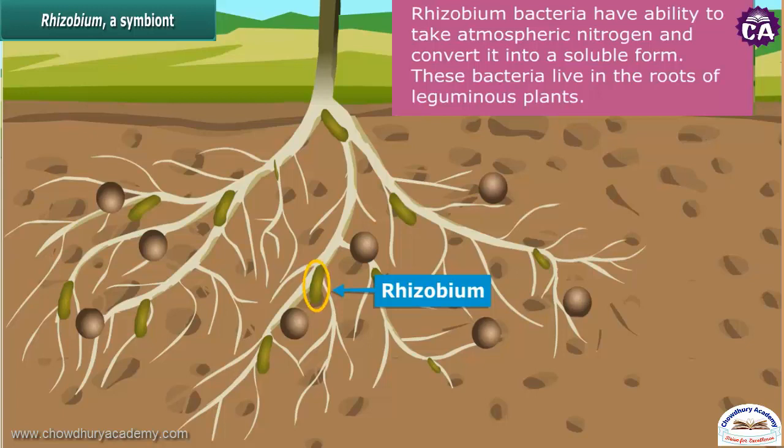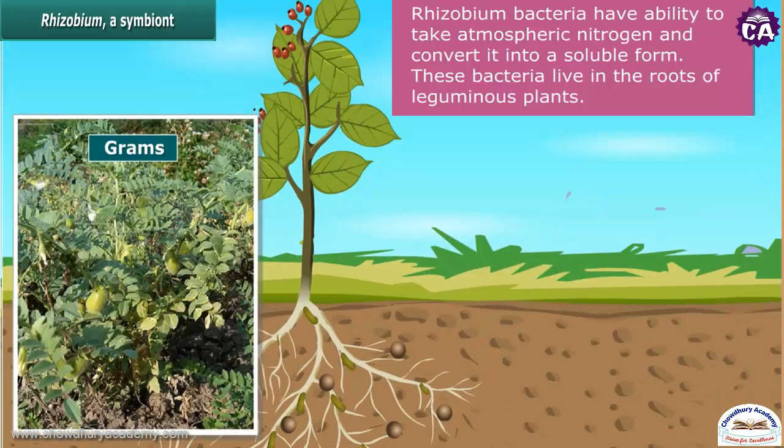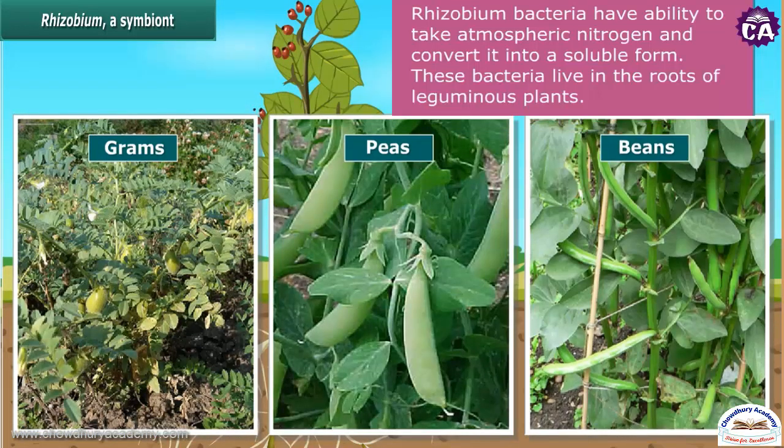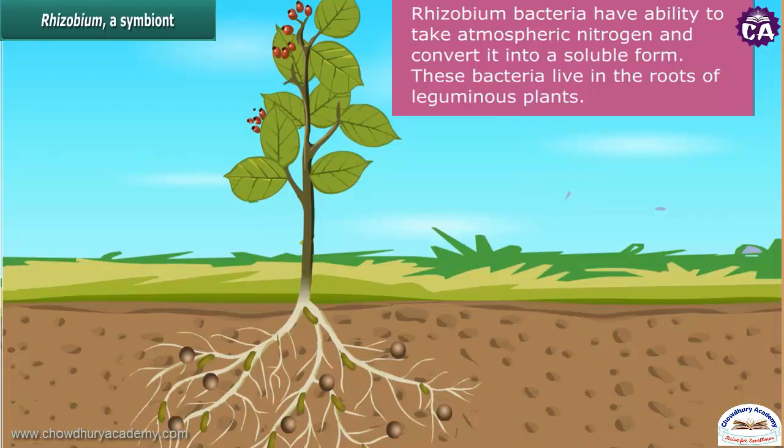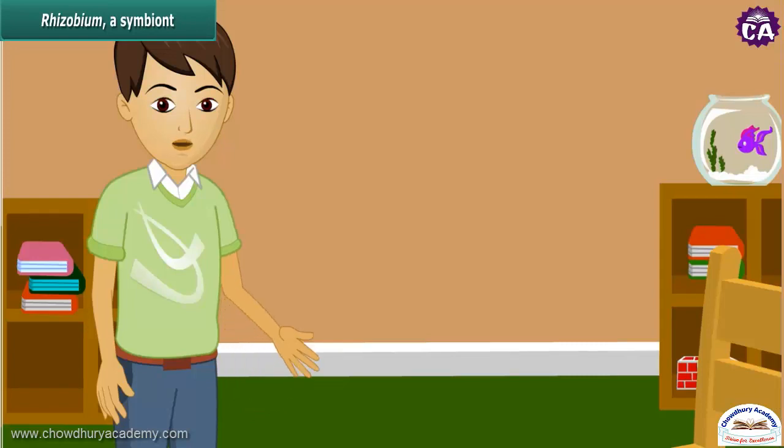These bacteria live in the roots of gram, peas, mung beans, and other legumes and provide them with nitrogen. In return, the plants provide food and shelter to the bacteria. Thus, we can say that rhizobium shows a symbiotic relationship.